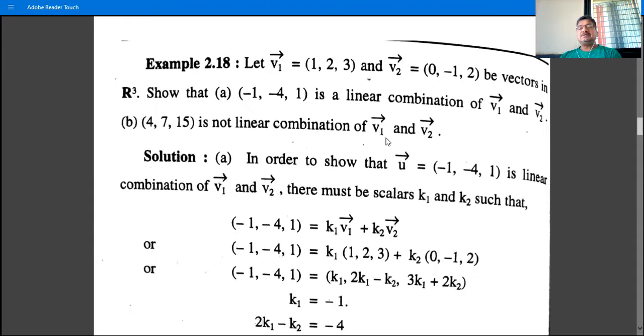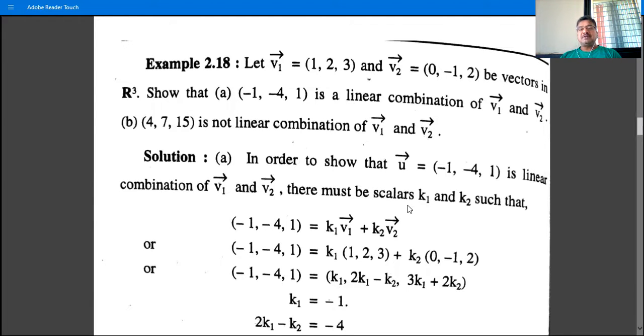Let K1, K2 be scalars so that U bar is equal to K1 V1 plus K2 V2. Suppose if I have to express one vector as a linear combination of three vectors, then take three scalars K1, K2, K3 so that U bar is equal to K1 V1 plus K2 V2 plus K3 V3. If you have to express a single vector as a linear combination of four vectors, then your first sentence is: let K1, K2, K3, K4 be scalars such that U bar is equal to K1 V1 plus K2 V2 plus K3 V3 plus K4 V4.